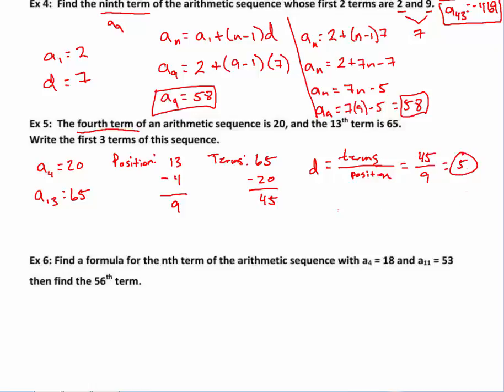Now, to find our first three terms, if we know a sub 4 equals 20, then a sub 3 is 15, a sub 2 is 10, and a sub 1 is 5. We can just take that common difference and work backwards from the fourth one.